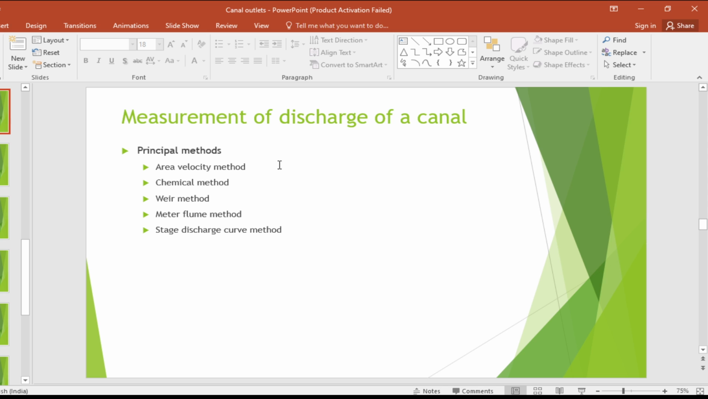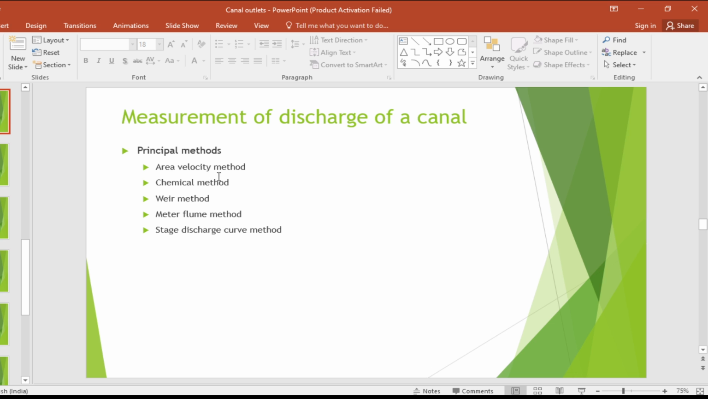and described. It is necessary to know the discharge flowing in a canal section so that we can efficiently and effectively do the irrigation work for a particular catchment area. The measurement of discharge may also give an idea of the amount of silting and the canal losses. These are the principal methods for measuring discharge. There are five methods.